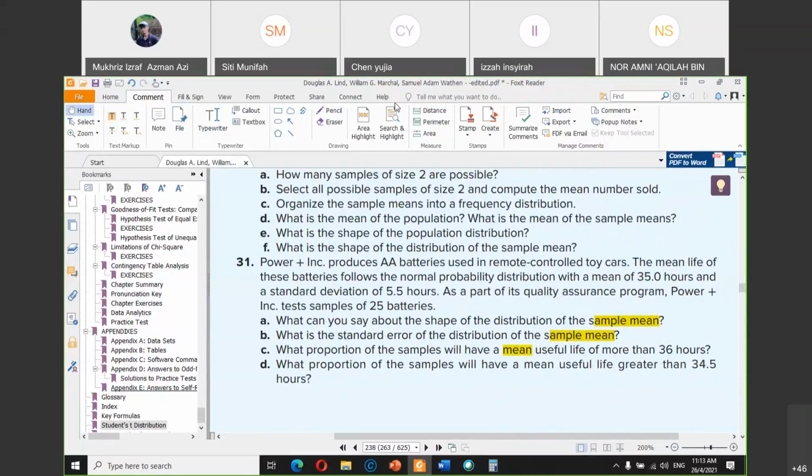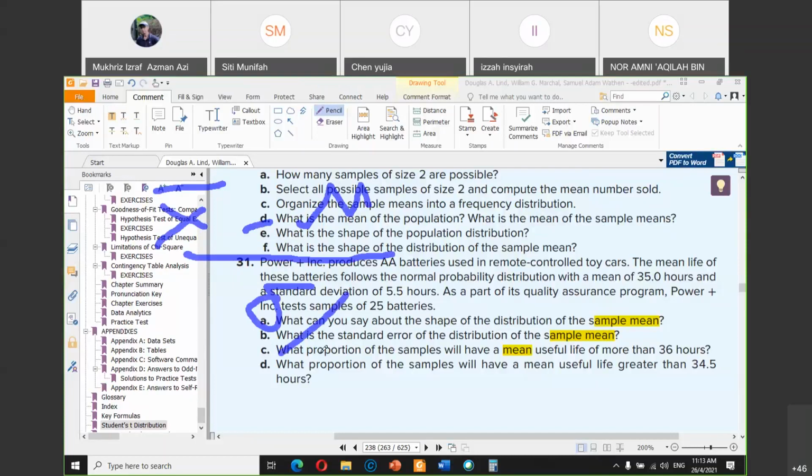The main difference is that now the formula is changed to z equals x bar minus mu, divided by sigma over square root of n. So this is the main formula, where x bar is the sample mean. Let's say if you want more than 36 hours, then 36 will be x bar. So 36 minus mu, divided by the standard deviation, but you need to divide by the square root of the sample size. All this information will be provided in the question.